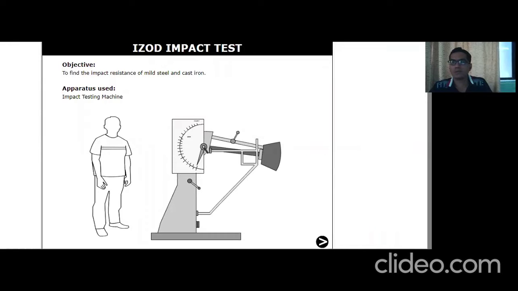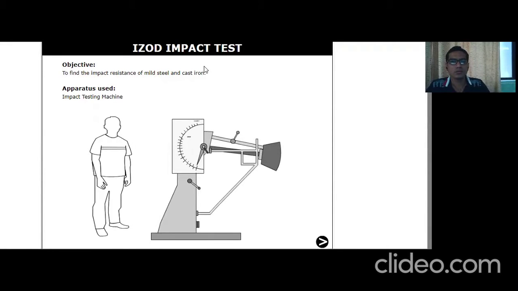Today we will see the Izod impact test. This test is used to check the impact strength or impact energy of a material. The objective of this test is to find out the impact resistance of mild steel and cast iron material.